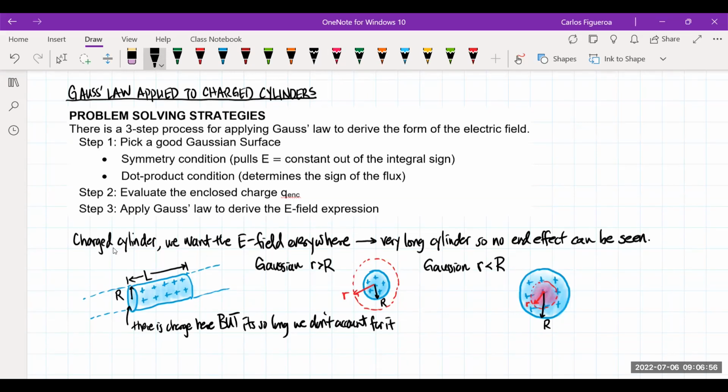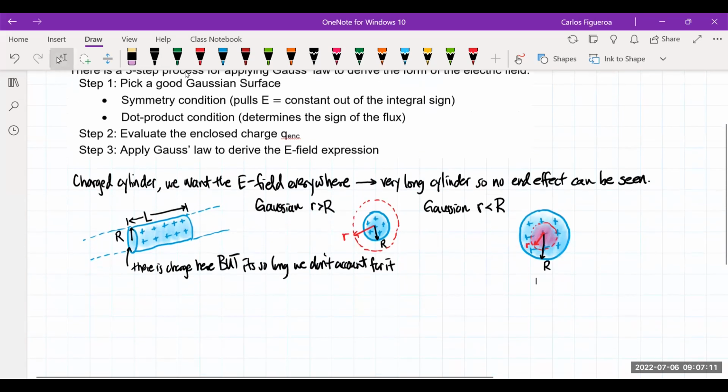So we want to calculate the field outside the cylinder, and we want to calculate the field inside the cylinder. So let's do that. Before we do that, I'm going to focus on the fact that I need to pick a good Gaussian surface. You can see that the Gaussian surface, if I ignore the ends, has to be the shape of a cylinder here.